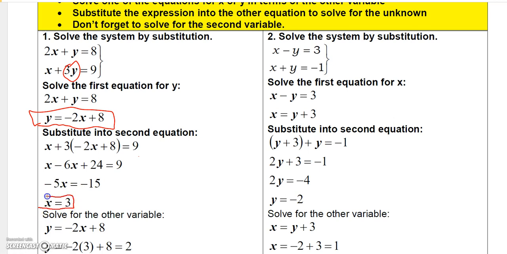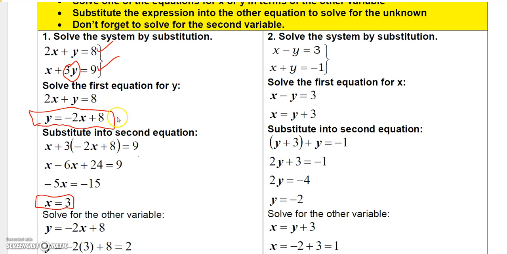Now make sure you don't stop here. You've only got half of the answer now. We still need to get the y value. Now you can get the y value by plugging back into any of these equations. You could plug it into here and then solve for x, or you can plug the x value in here and solve for y.